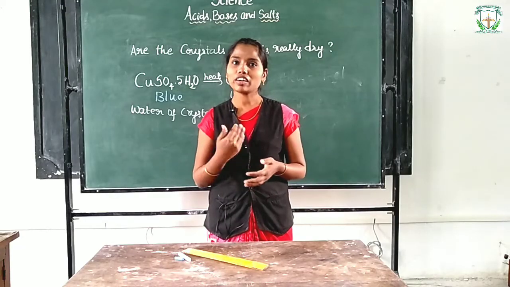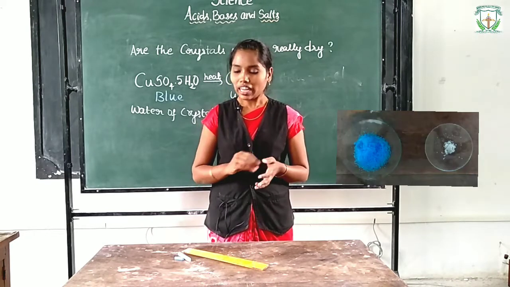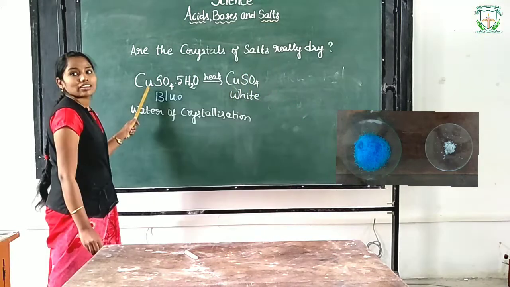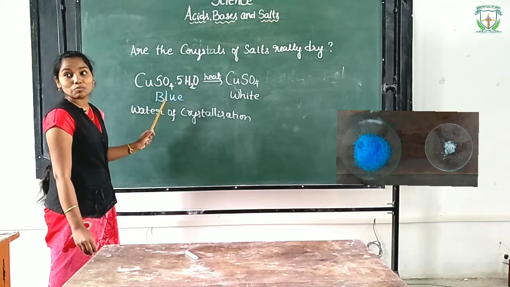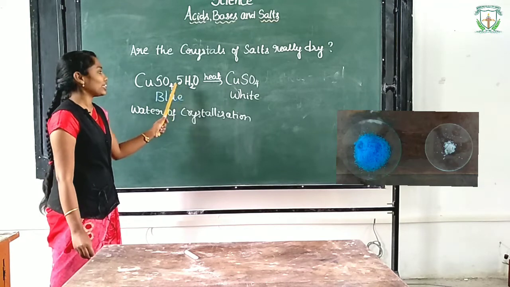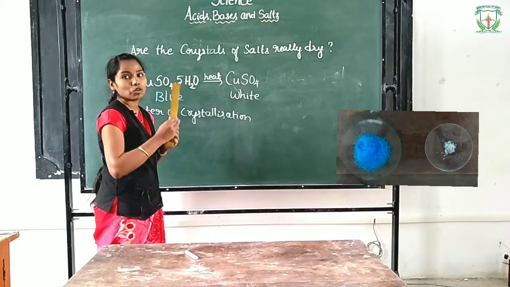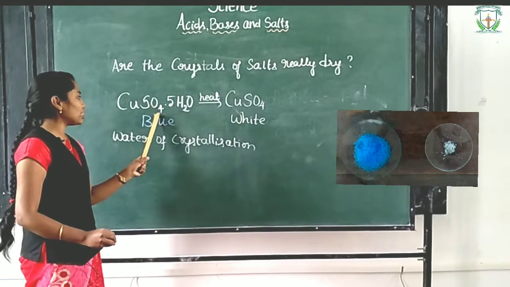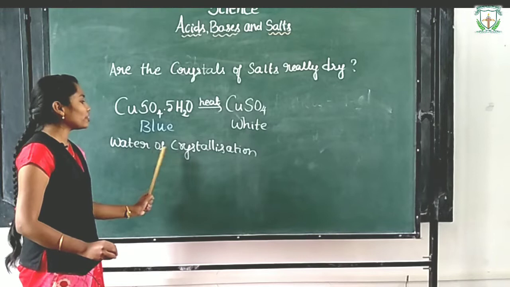In the activity, you have observed that when we heated the copper sulfate crystals, first they were blue and then turned white. Why? Copper sulfate has 5 water molecules in it, hence it is blue in color. When we heat it, it turns into anhydrous copper sulfate, which means water is removed from the copper sulfate. The water molecules present in copper sulfate are called water of crystallization.